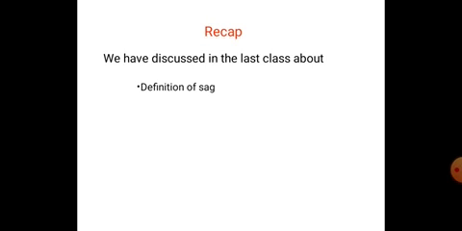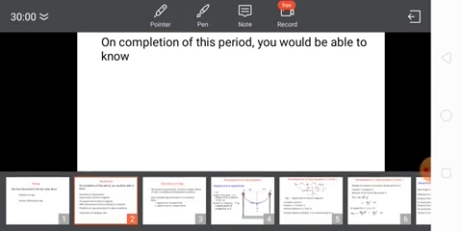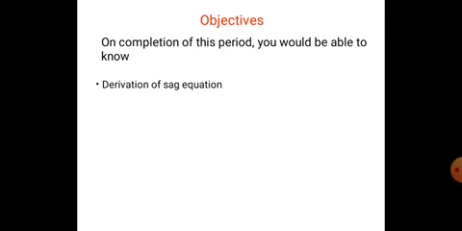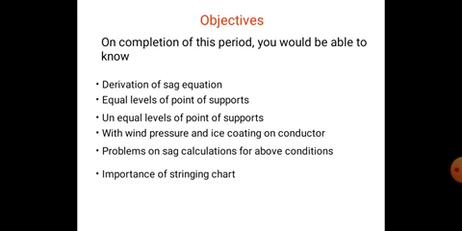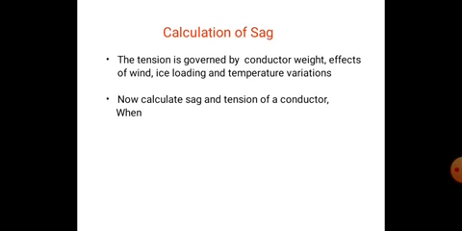We have discussed in the class the definition of sag and the factors affecting the sag. In this class we discuss the derivation of the sag equation and equivalent levels of supports. Calculation of sag: the tension is governed by the conductor weight, the effects of wind, ice loading, and temperature variations.